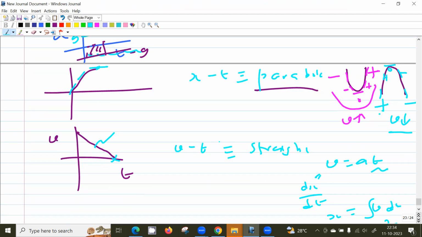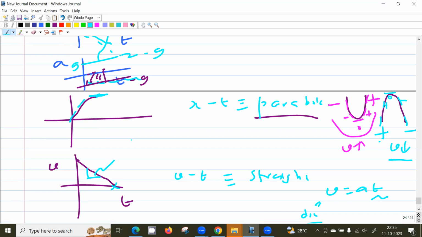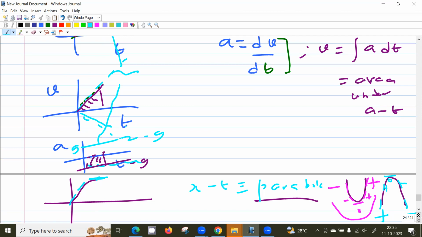Here the velocity is more, so the slope should be maximum. Here the velocity is 0, so the slope should be minimum, and the minimum slope is 0. The acceleration for this curve, since it's a straight line, is constant. Here it will be negative, and for this curve, if the V versus T curve is like this, the acceleration will be positive.